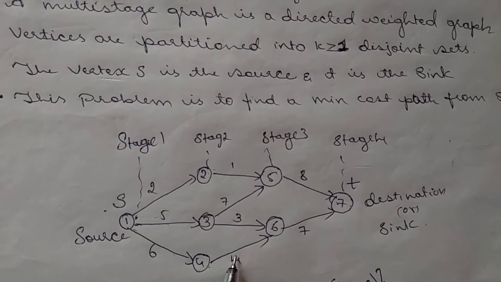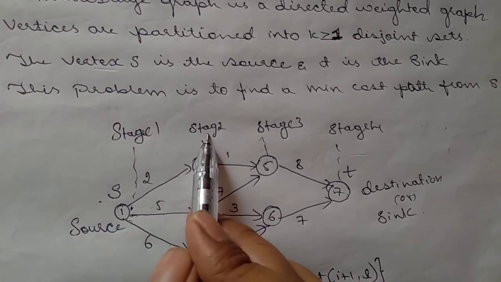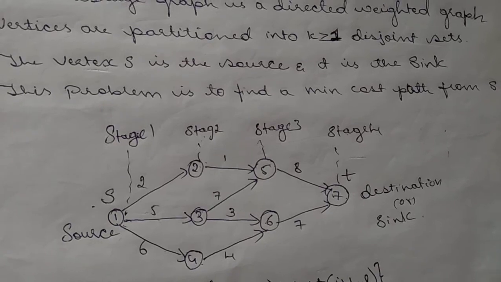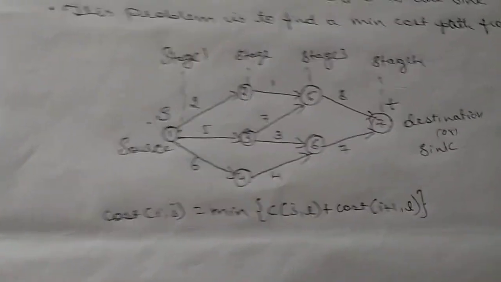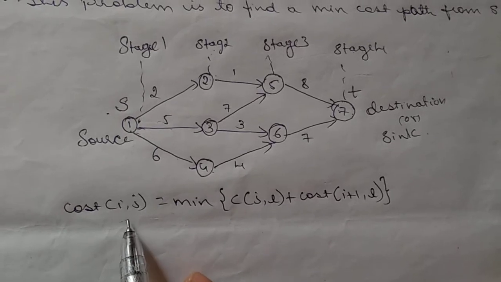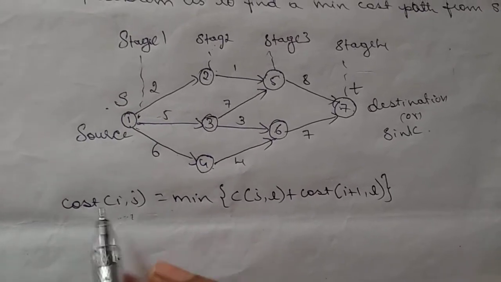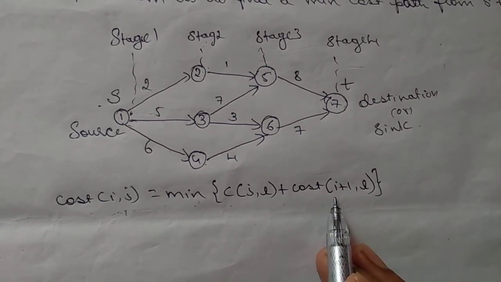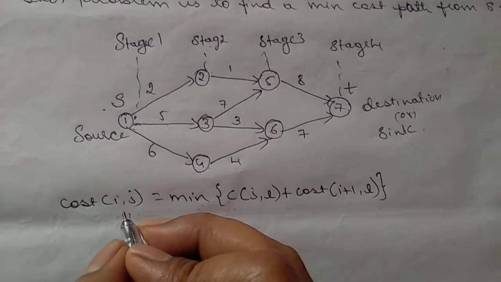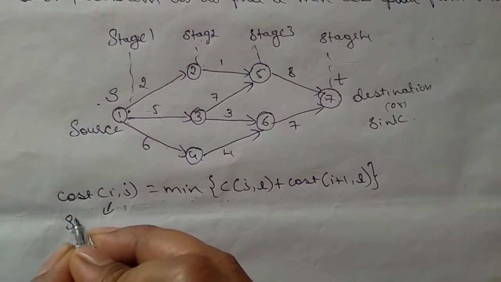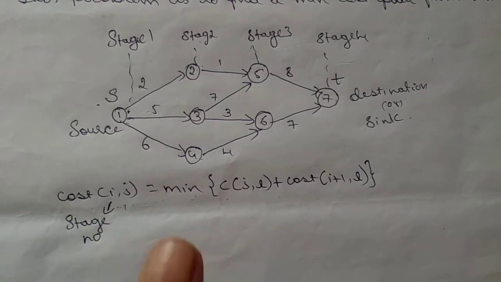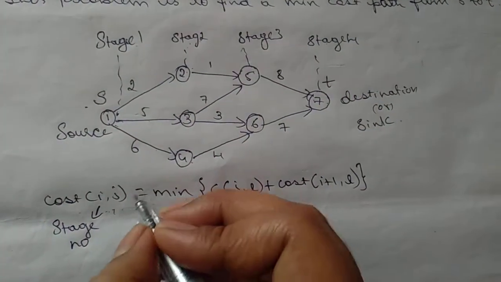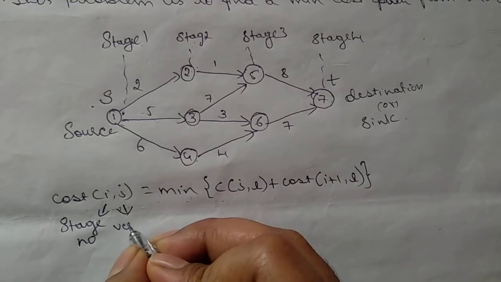If you want to calculate the minimum cost, it is very important to take the stages. In stage 2, stage 3, like that you have to specify the stage. Now I'll tell you the formula, how we have to write it. Using this formula only we find the cost. Cost of i comma j is equal to min of c of j comma l plus cost of i plus 1 comma l. Don't get confused. Here i will represent the stage number, in which stage the particular vertex is present, whether in stage 1, stage 2, stage 3 or stage 4, like that. And j is the vertex number.